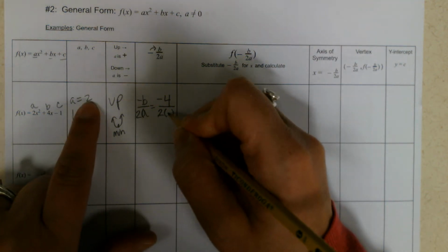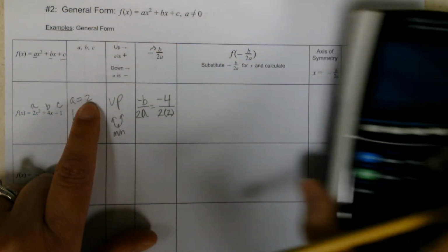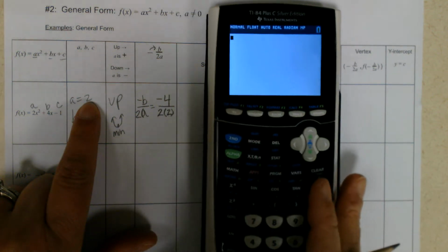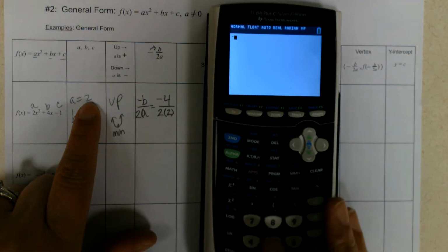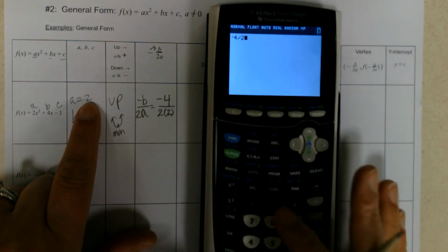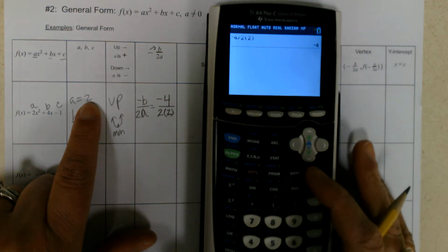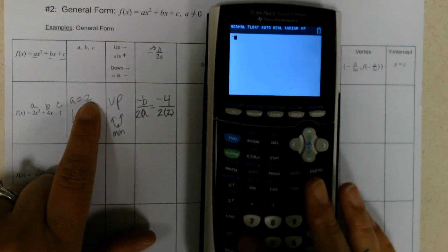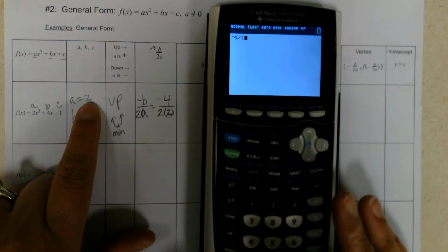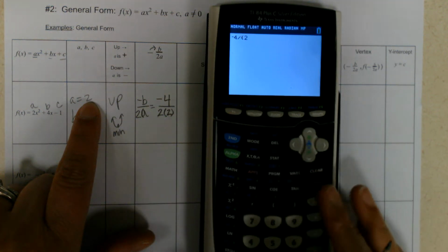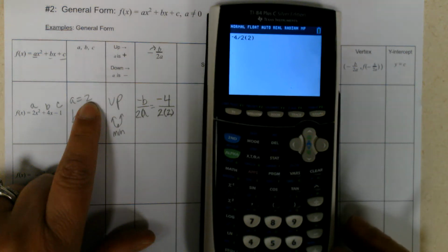And 2 times a is 2. And you can do this in your calculator if you would like to. You can go negative 4 divided by 2 times 2, and we should get, that's not right. Oh, let's go through that really quick. Negative 4 divided by 2 times 2. This is what I did here.